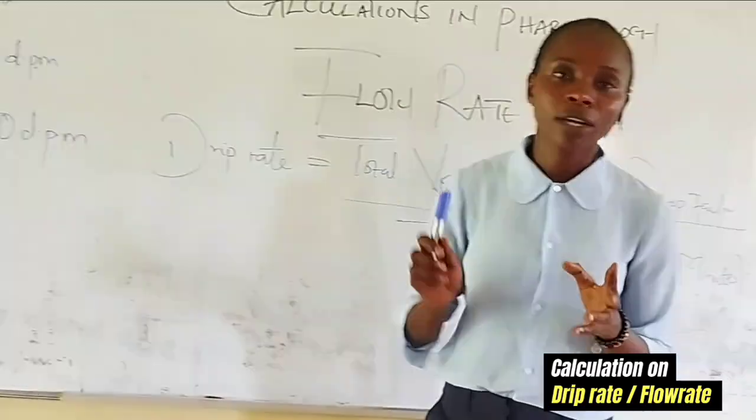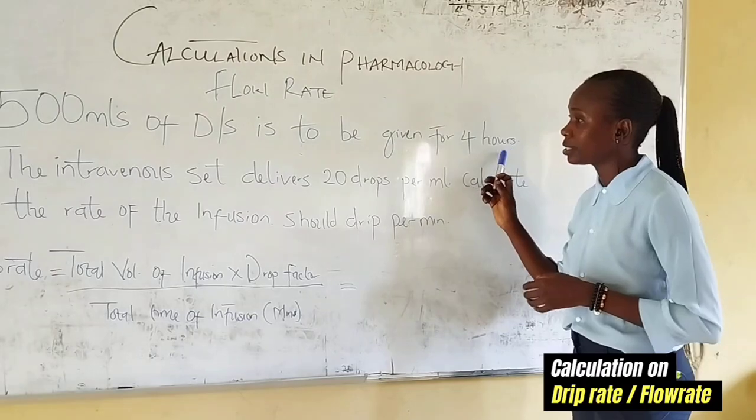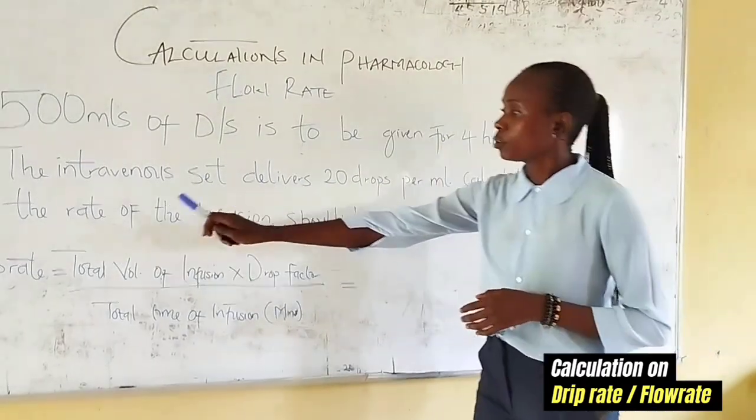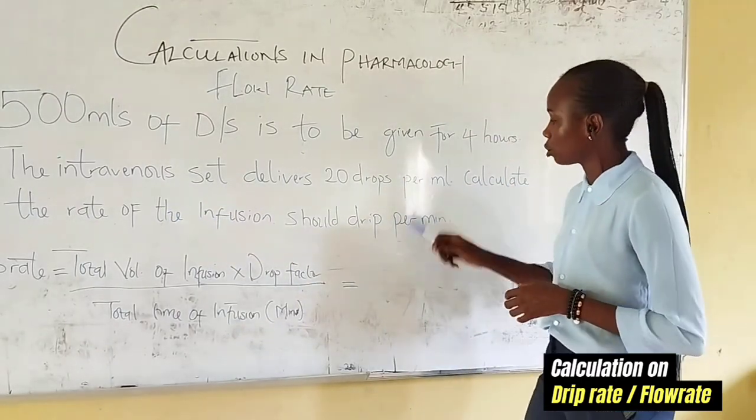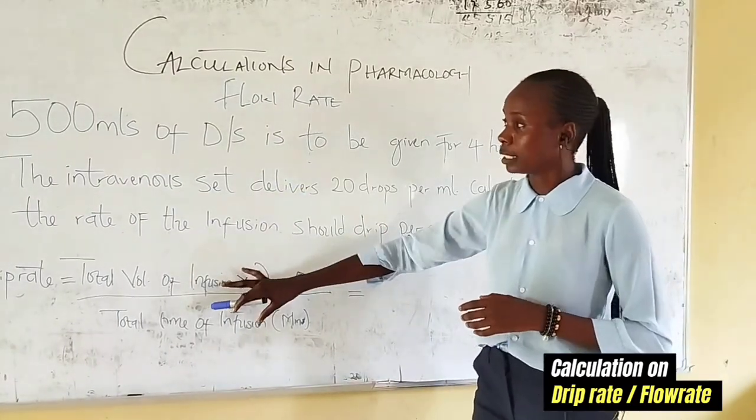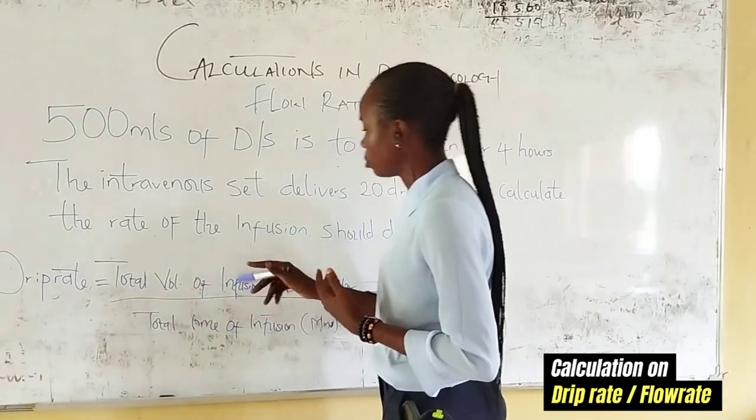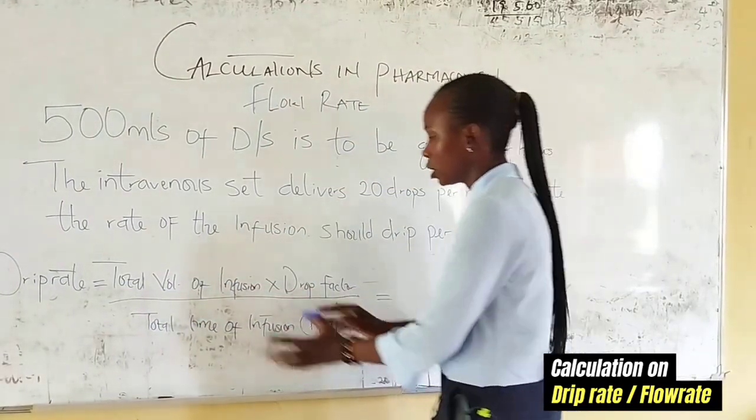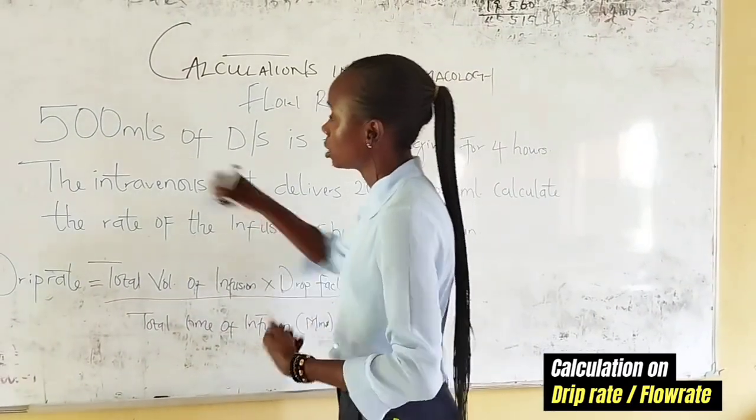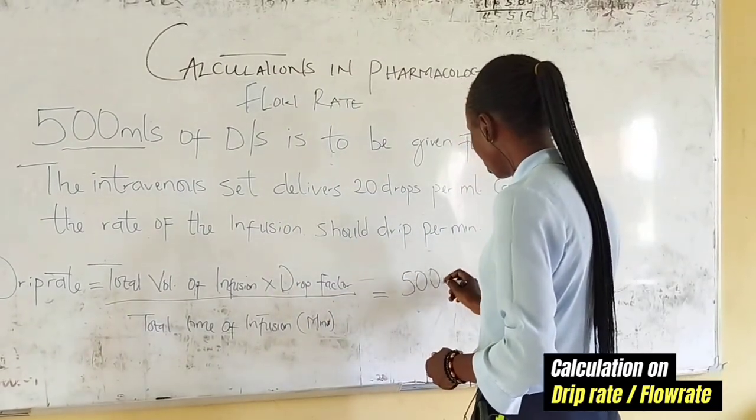So let's get started. 500 mils of dextrose saline is to be given for 4 hours. The intravenous set delivers 20 drops per mil. Calculate the flow rate, the infusion drops per minute. So we're going to take out our parameters and work with the formula. So what are the parameters? The formula is drip rate equals total volume of infusion times drop factor divided by the total time of infusion. The total volume of the infusion is 500 mils, so we'll take down the 500 mils.